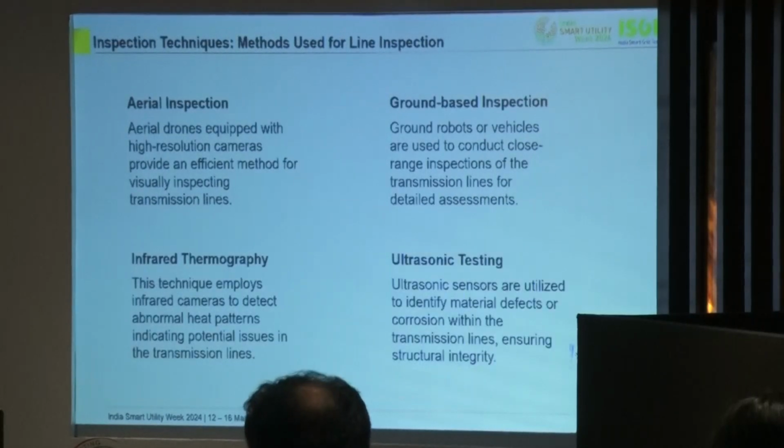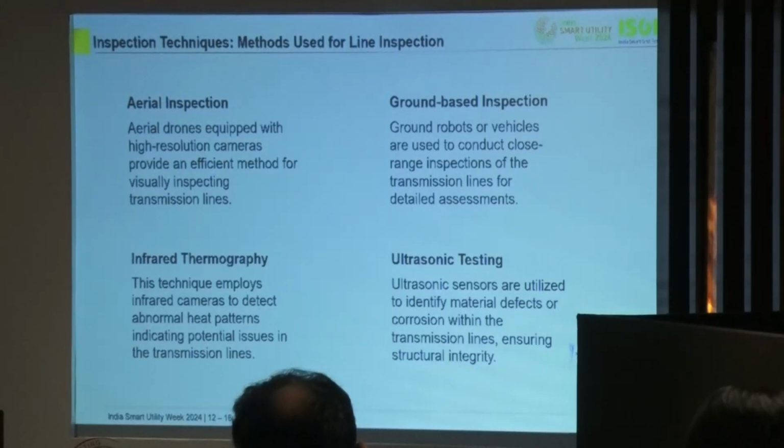So, what are the inspection techniques and methodologies that we can adopt while dealing with transmission inspection? One is aerial inspection, of course, with the help of drone technology. A drone is equipped with high resolution cameras. With the help of thermal imaging, we can identify at which particular location there is a fault or there is a need for maintenance.